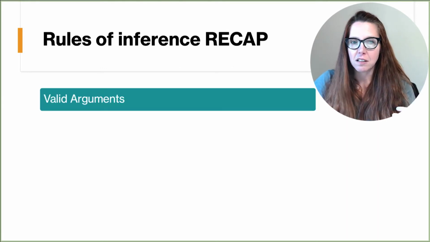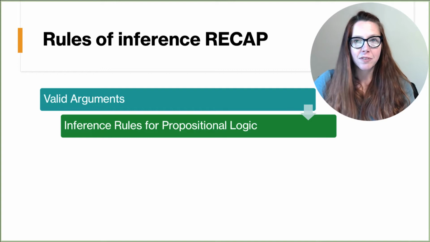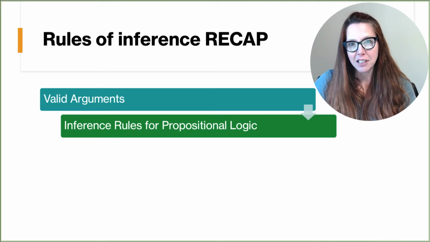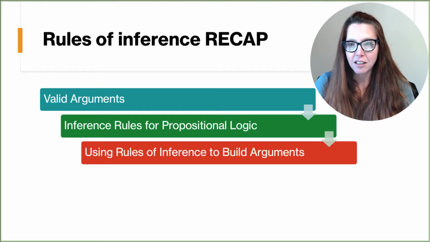So first we talked about what it means to be a valid argument, and we learned some rules to play by. So we learned about the rules of inference and how they apply to propositional logic. Then we looked at how we could use those rules of inference to build valid arguments.